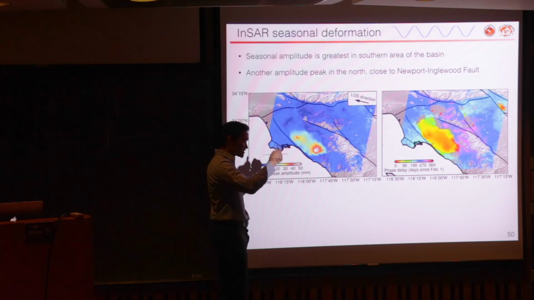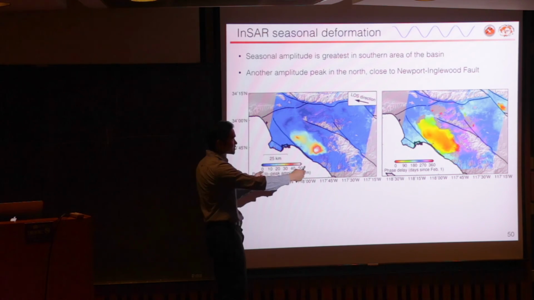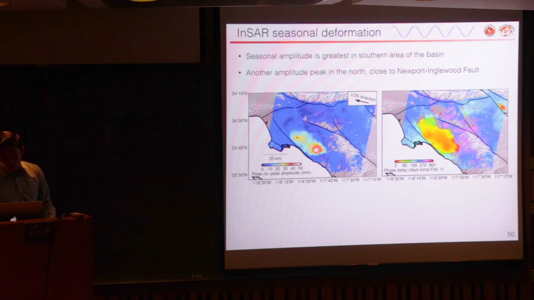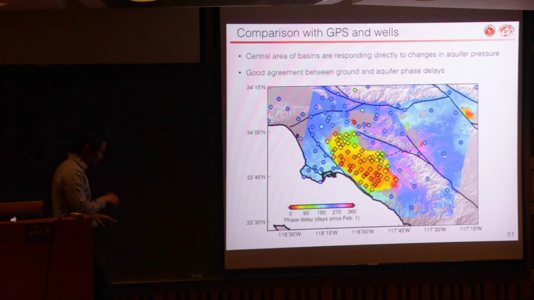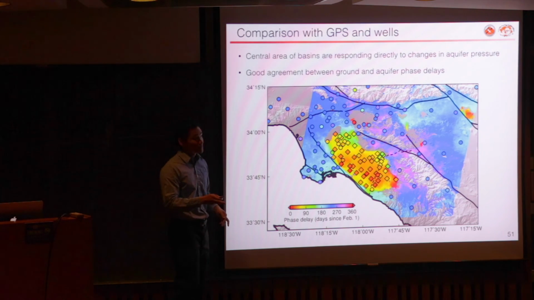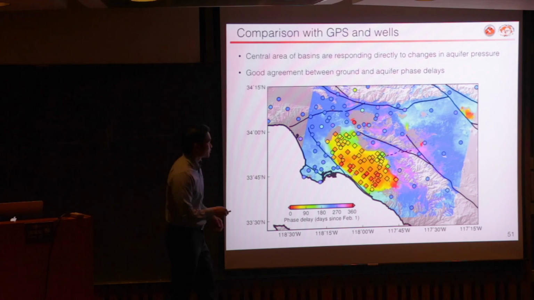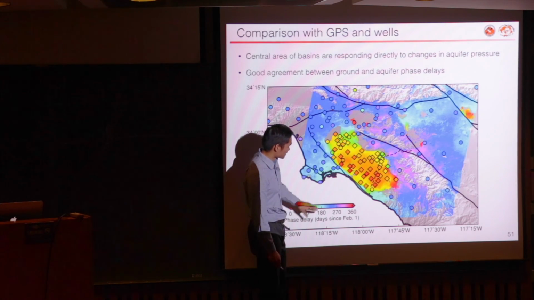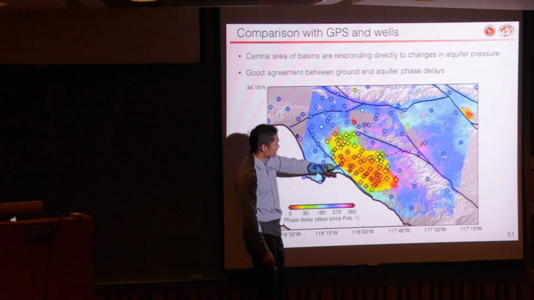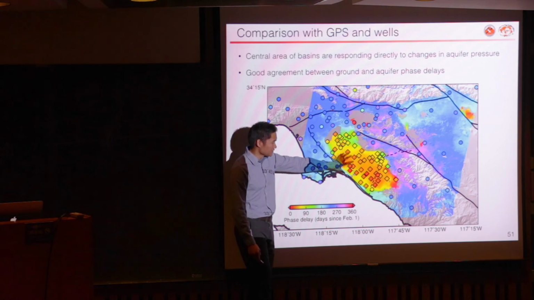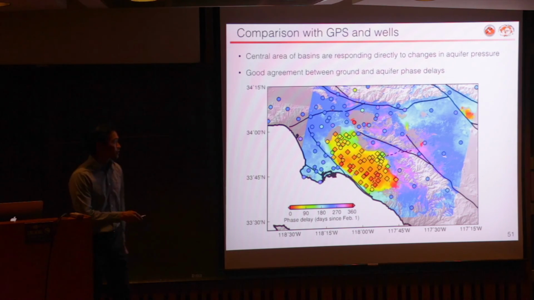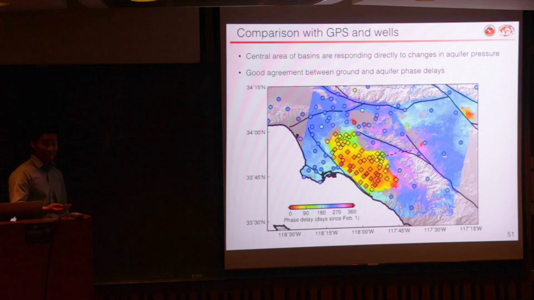You have these seasonal signals that start moving and then diffuse outwards towards the margins of the basin. To get a better idea, first of all, we can compare the ground deformation phase delay to GPS and well data. Well data is shown here in these diamonds, and the color scale is exactly the same. If you look at the phase delay for the well data for the WRD and the Orange County stations, you see a very good correspondence between ground phase delay and hydraulic head phase delay.